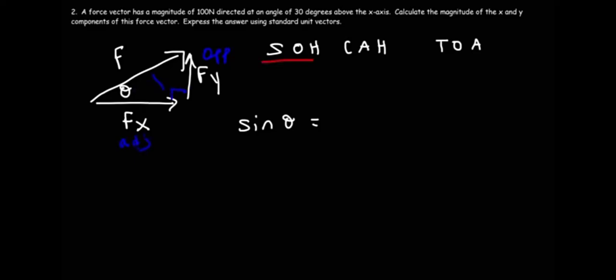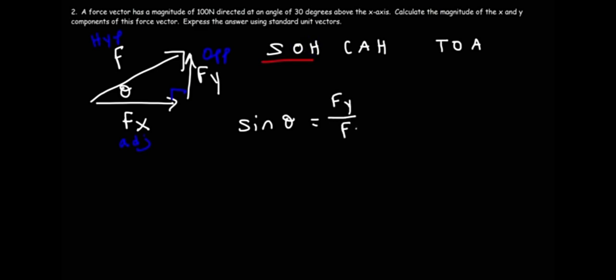Across the 90-degree angle is the hypotenuse, which is F in this case. So using the formula, sine theta is opposite over hypotenuse. We can say that sine theta is going to be Fy over F.